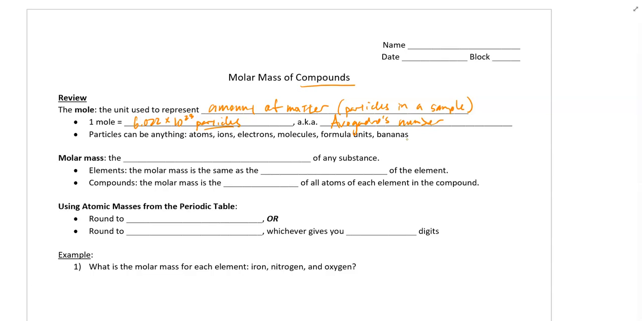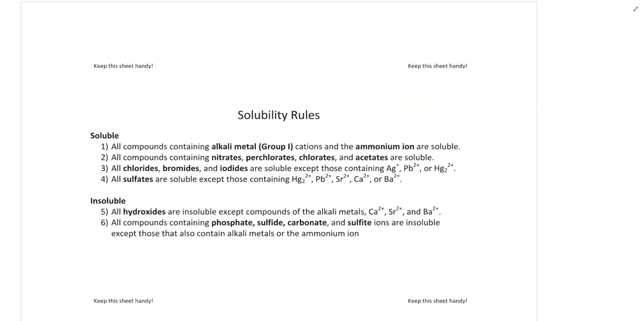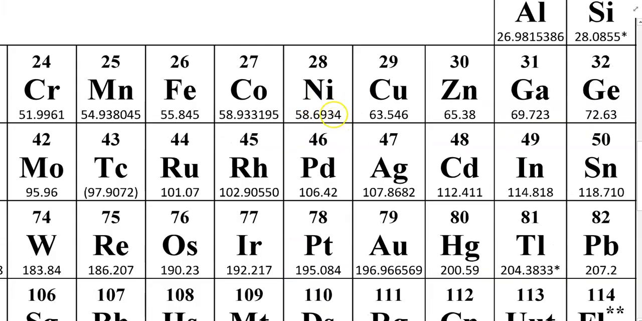The next term for review: molar mass. This is the mass of 1 mole of any substance. Please remember, it's in the name: molar mass, it's the mass of 1 mole of substance. For elements, the molar mass is the same as the atomic mass of the element. Thinking back a long time ago, that's the decimal number underneath every element symbol. Basically anything down here, all these are going to be your atomic masses.